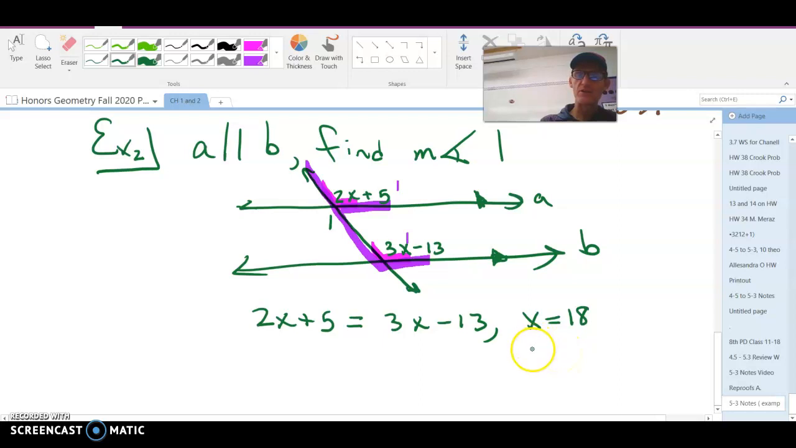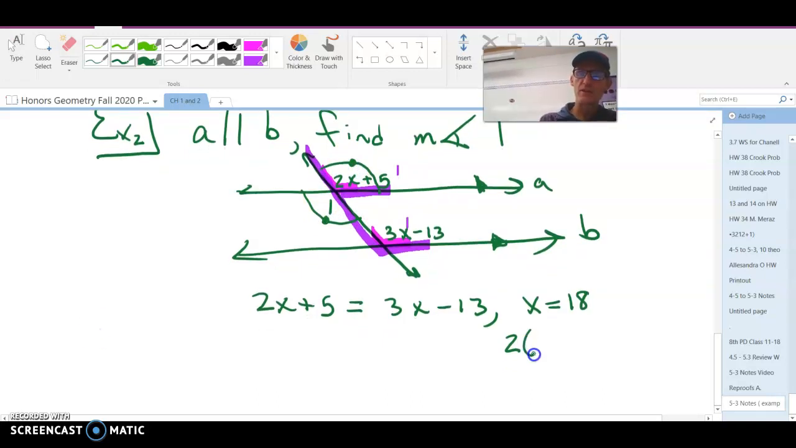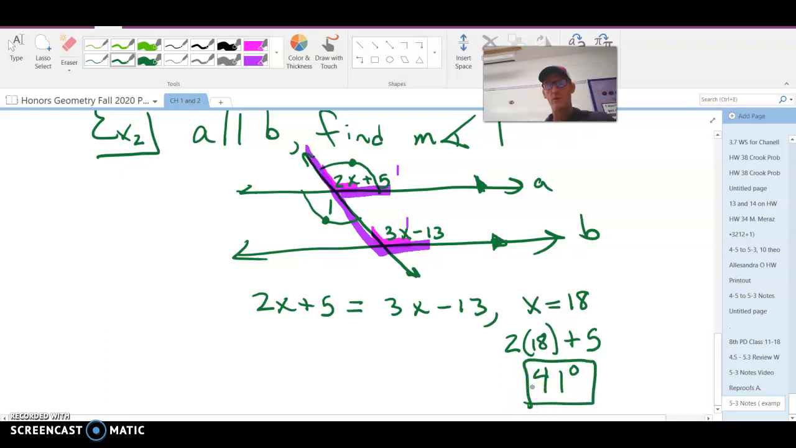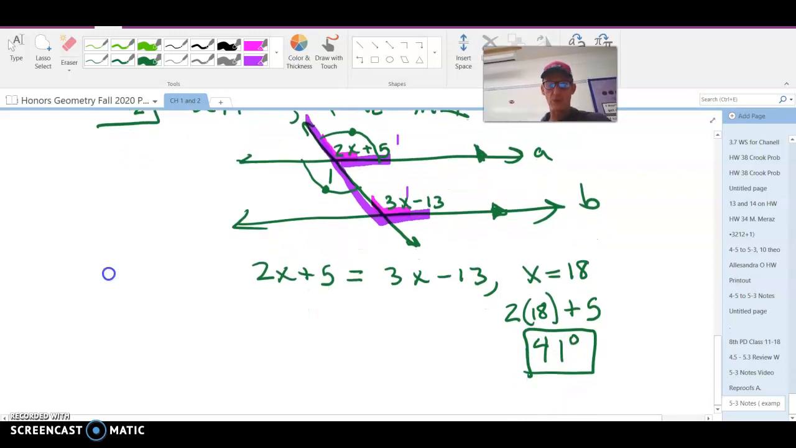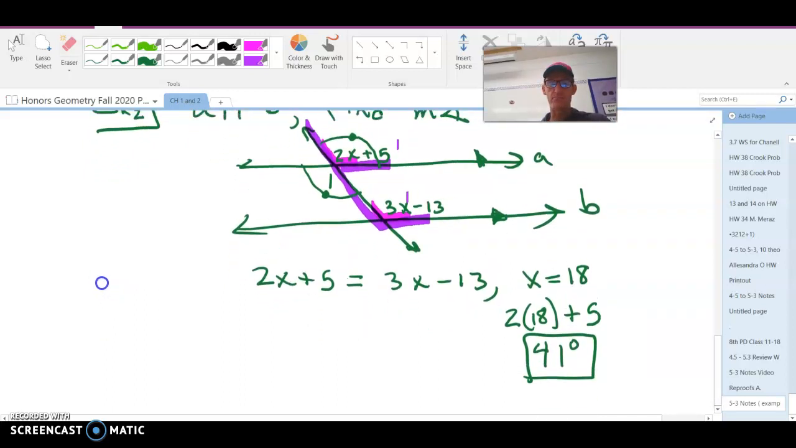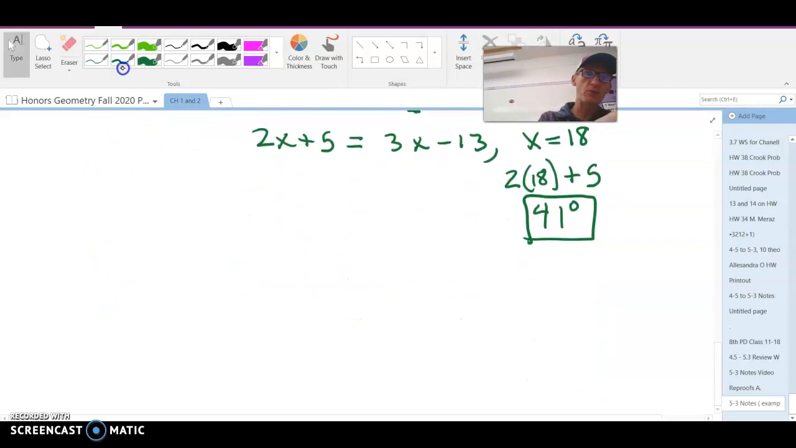And if we substitute x equals 18 into this angle, we will find angle 1 because they're vertical angles. So 2 times 18 plus 5 is 41. Yep. Okay. So this one was not a proof, but it was an example from 5.3. Okay? Now, the Crook problem, how to.